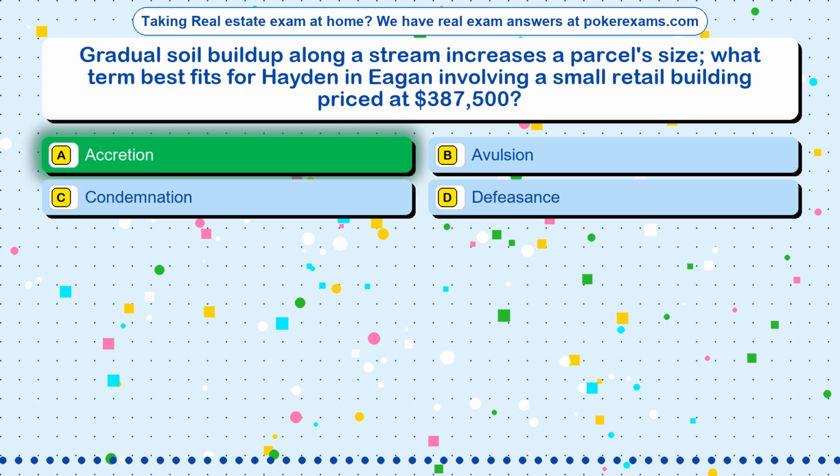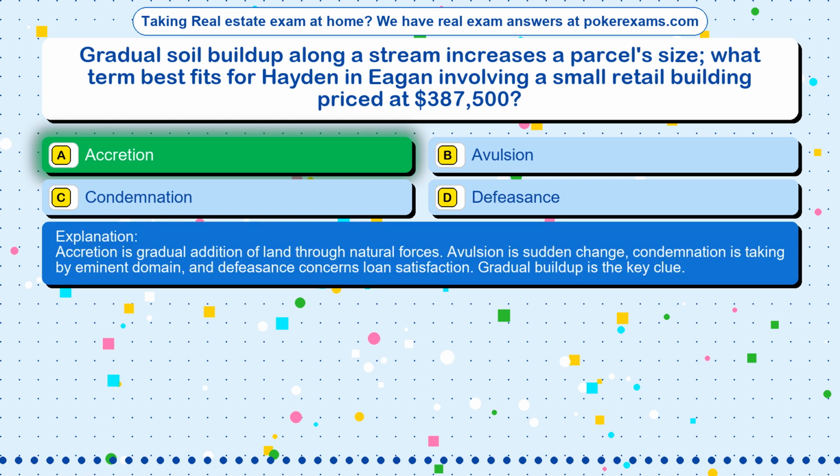The correct answer is option A, accretion. Accretion is gradual addition of land through natural forces. Avulsion is sudden change, condemnation is taking by eminent domain, and defeasance concerns loan satisfaction. Gradual buildup is the key clue.